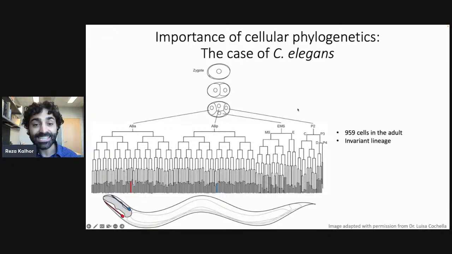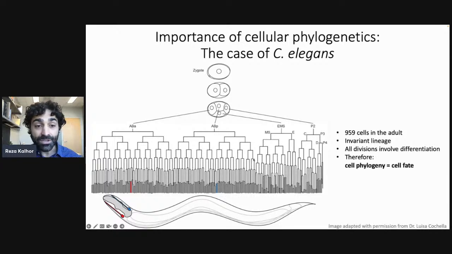And as you can see in this tree that I'm showing you on the left, every single C. elegans worm develops exactly the same way according to this tree. And every single division leads to two cells that have different fates. So in C. elegans, cell phylogeny and cell fate are one and the same.